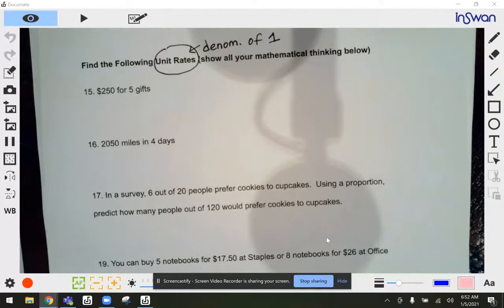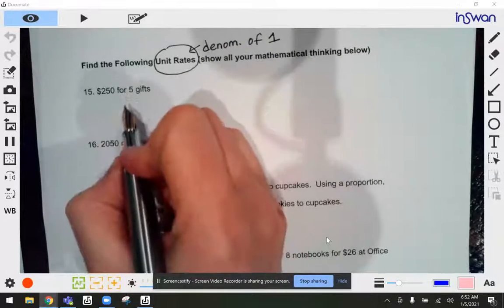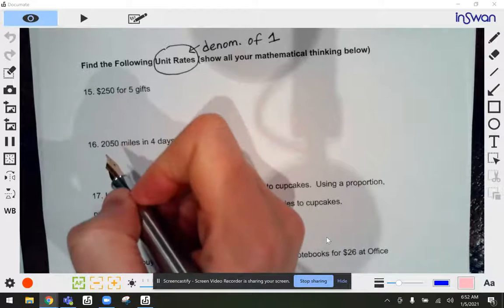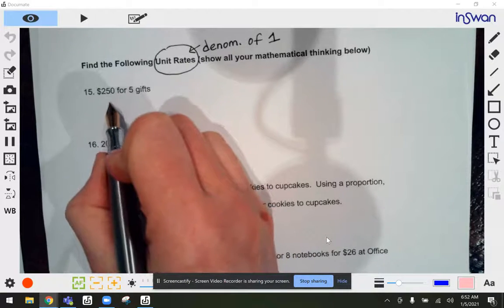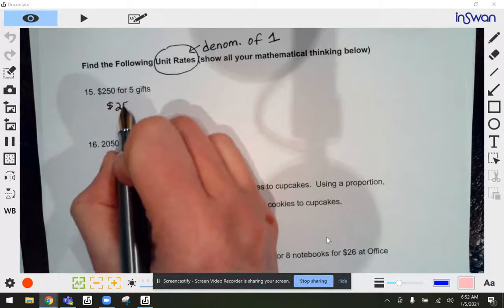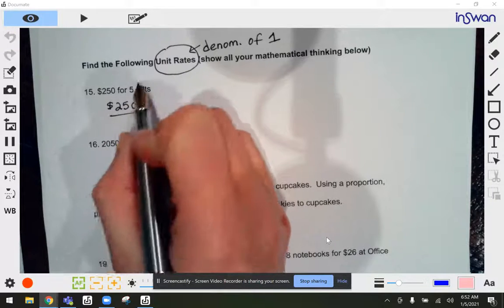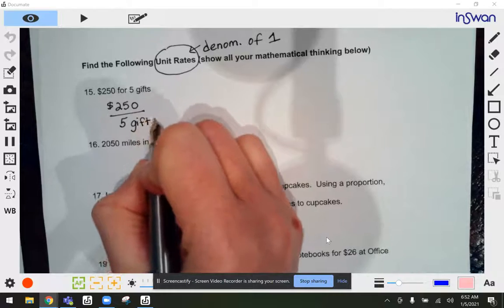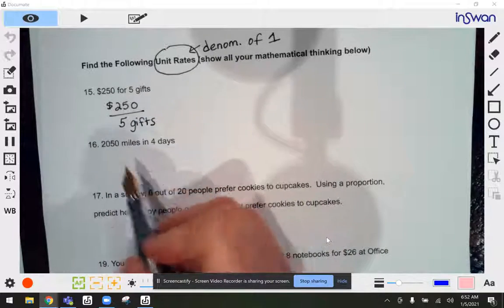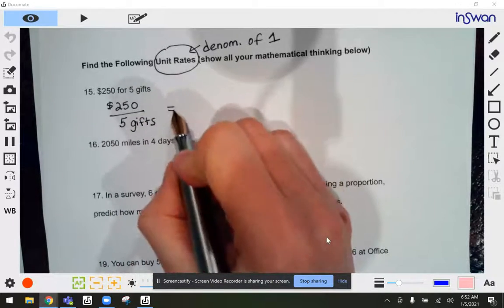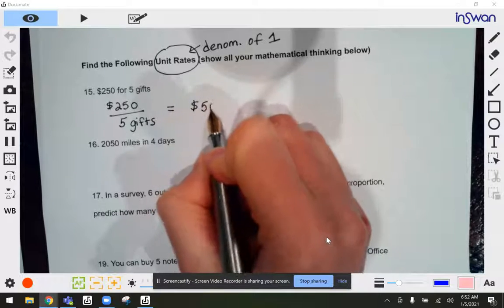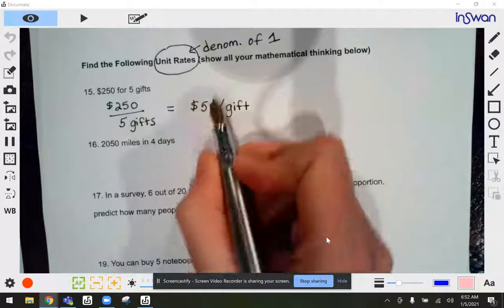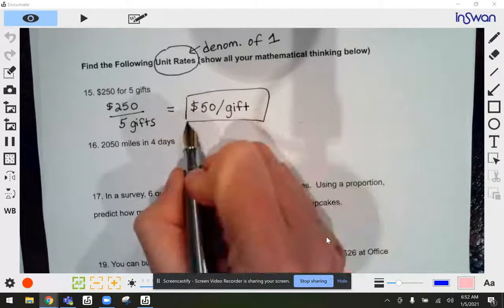Okay, so it says $250 for 5 gifts. If we want the unit rate, we want to know how much one gift costs, right? So we're going to put the money on top, 250, and divide it by 5 gifts to find out how much one is. So when we do 250 divided by 5, that gives us $50 per gift. Okay, so that would be our unit rate there.